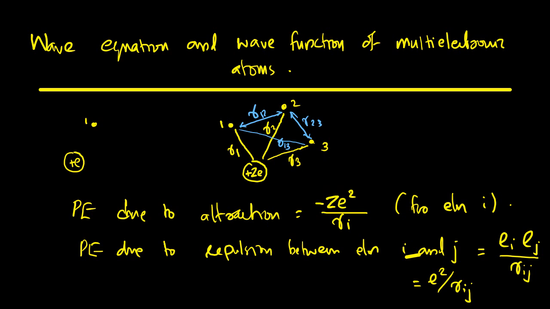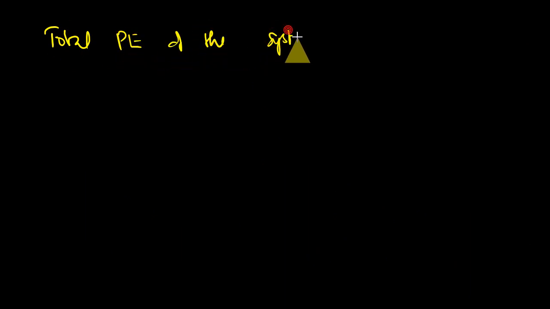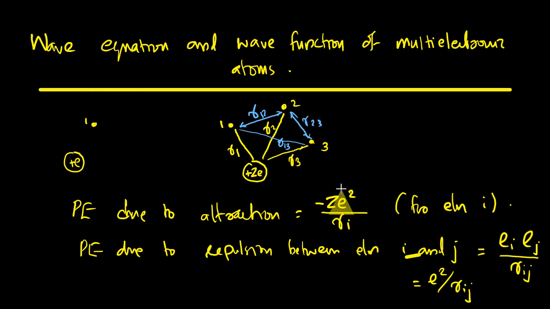Okay, so let us find out the total potential energy of the system. The total potential energy of the system is obtained by summing up the attractive terms. Here, in all the attractive terms, the variable thing is Ri, right?